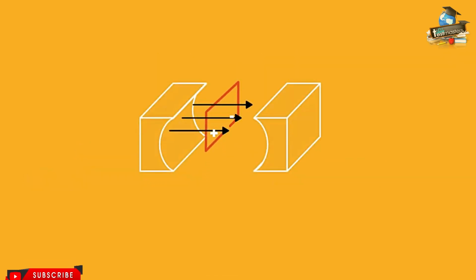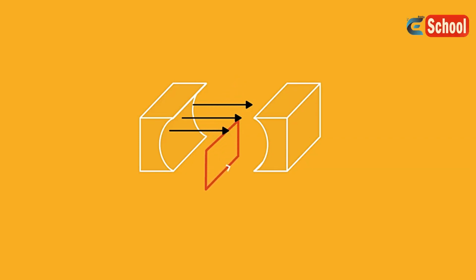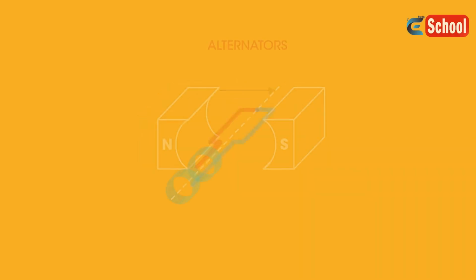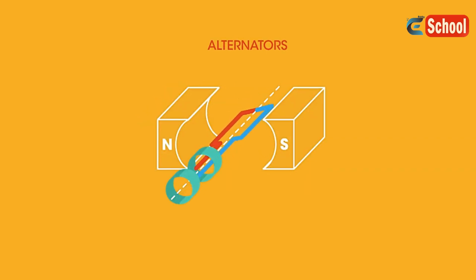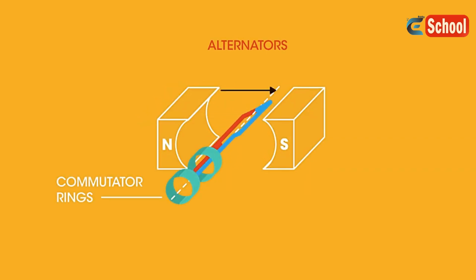Before we start, you should already know that when a conducting wire passes through a magnetic field, a potential difference is induced in the coil of wire. If the wire is a complete circuit, then a current is induced. Whether we induce an alternating or direct current is to do with these rings here, called commutator rings.